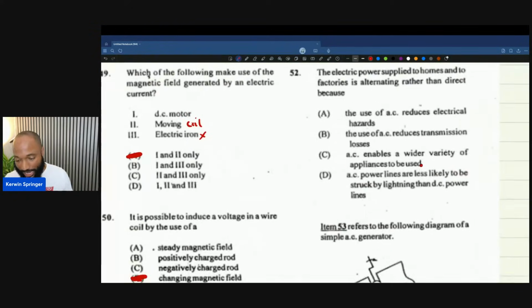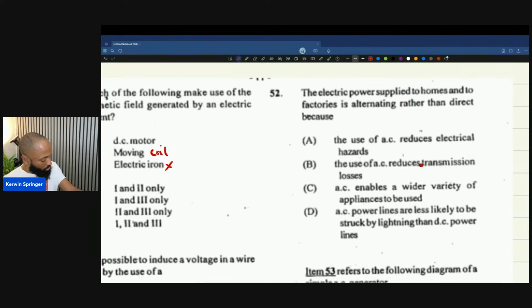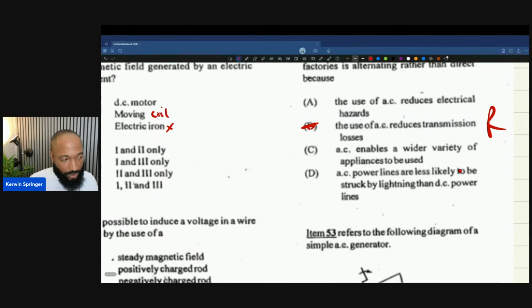Anybody learn something tonight? The electric power supply to homes and to factories is alternating rather than direct. Transmission losses. B. Popular question. You're going to see something about transmission losses in these questions. This is not maths. This is physics. This is physics. Just talking to my TikTok crew here.